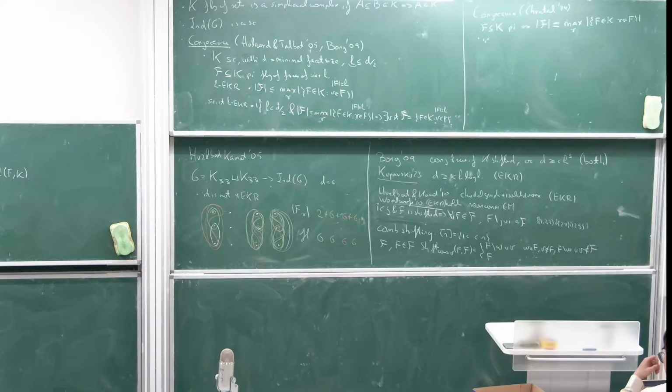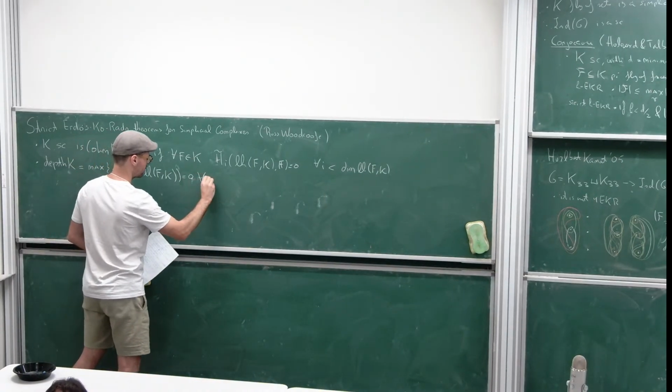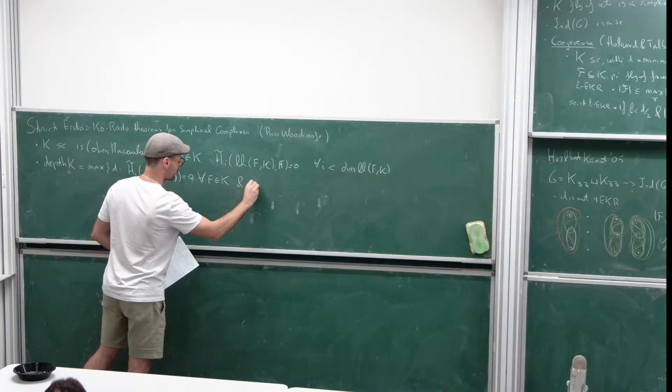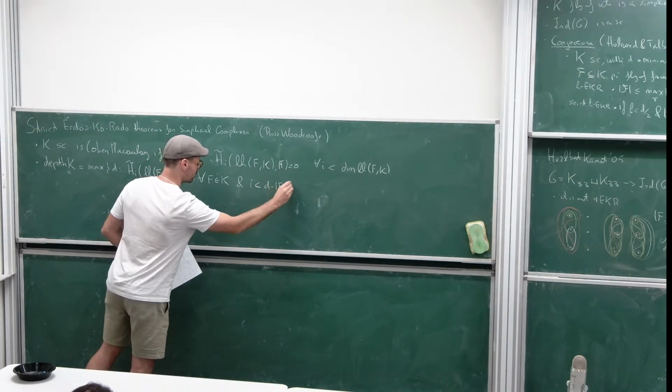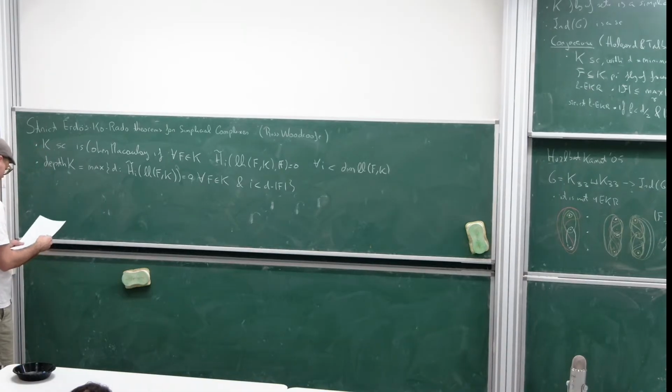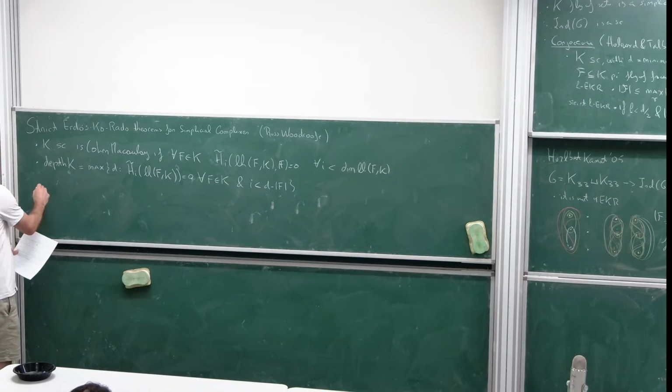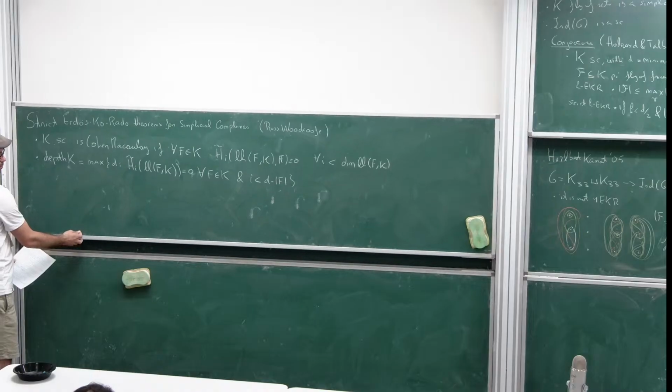There is a parameter that we look at, which is the depth of a simplicial complex. One way of characterizing it is the maximum integer d such that this homology, everything over a field, vanishes for every face in K of dimension less than d.